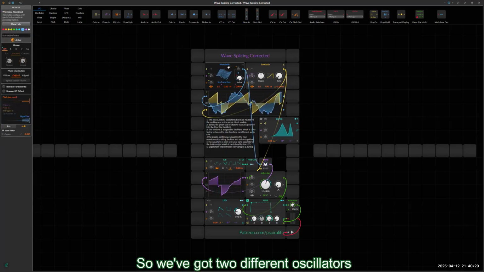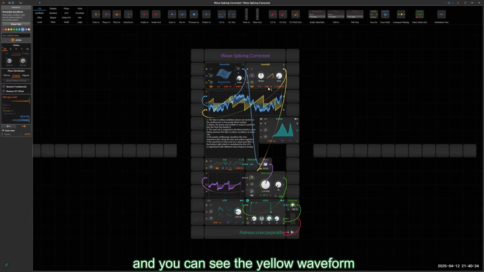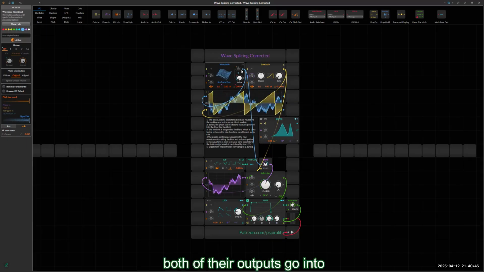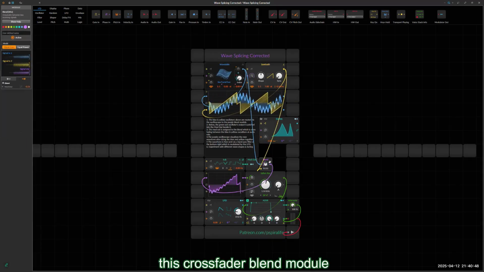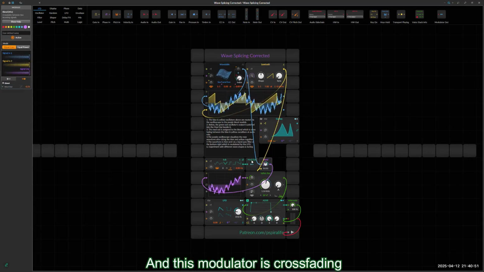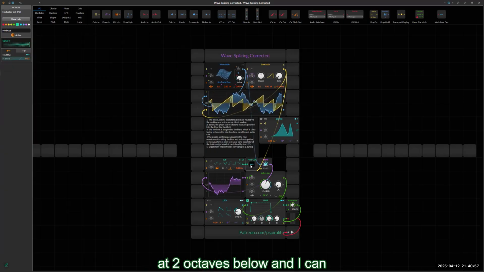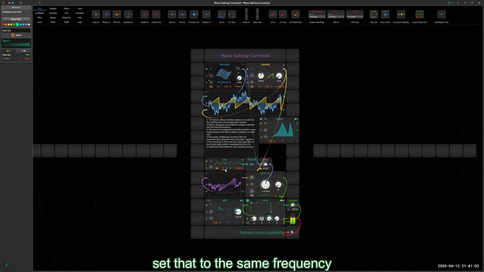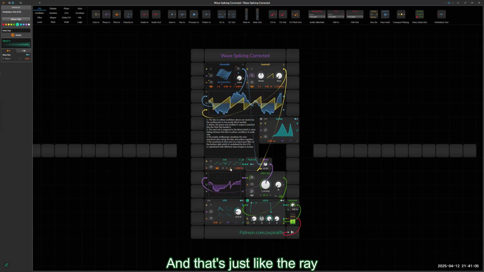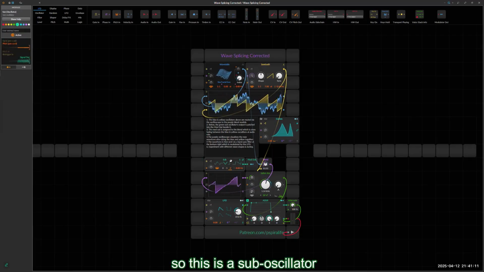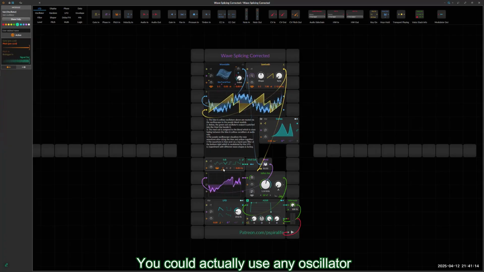So we've got two different oscillators here, a sawtooth and a wavetable. You can see the yellow waveform is the saw wave, and the blue is the wavetable. Both of their outputs go into this crossfader blend module, and this modulator is crossfading at 2 octaves below, and I can set that to the same frequency or 1 octave below. That's just the rate. This is a sub oscillator, but you could actually use any oscillator.